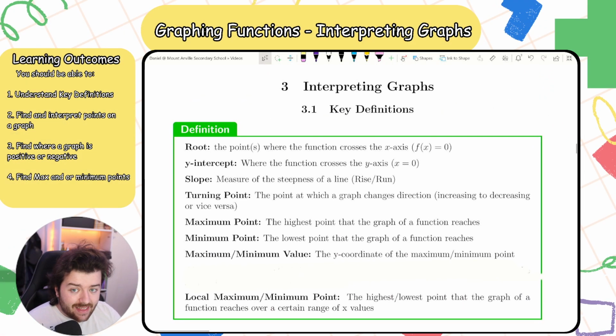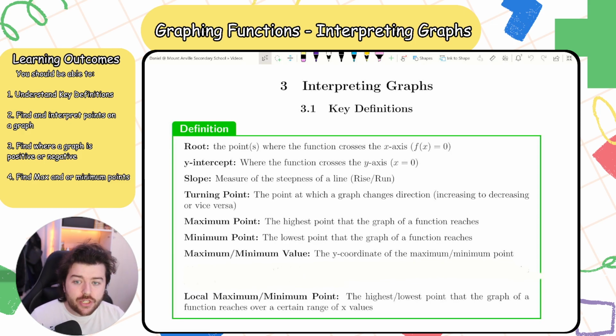Okay, so in this video, we're going to be learning how to interpret graphs. So we're going to be learning about maximum points. We're going to be learning about where points are increasing. We're going to be learning how to read points on a graph. We're going to learn where a graph is positive and negative. But before we get into that, let's just go over some key definitions we should be familiar with.